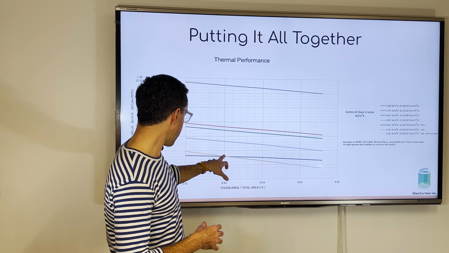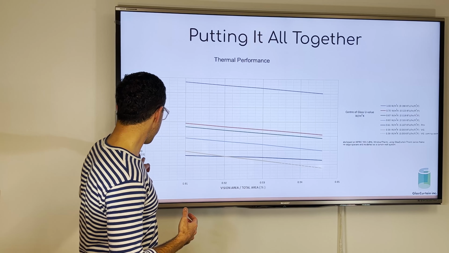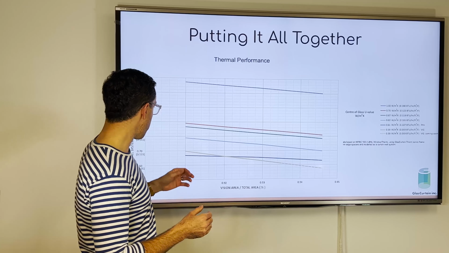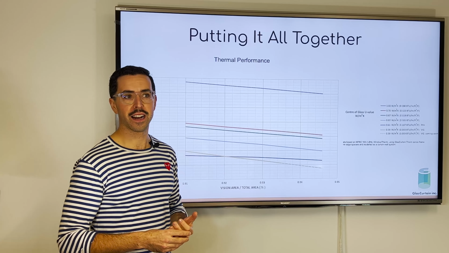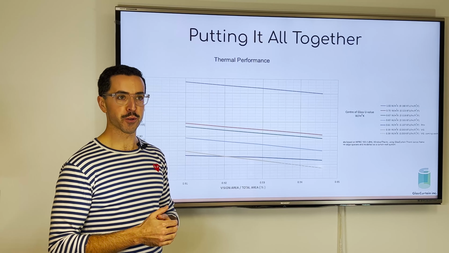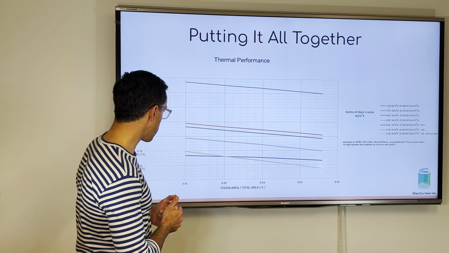And we can see that with that 0.92 vision area, we would get down to 0.66 watts per meter squared Kelvin. So about 0.1 better, which is like more than one R value point basically. So a huge bump up just from improving the glass. And then of course we have our passive house system as well.